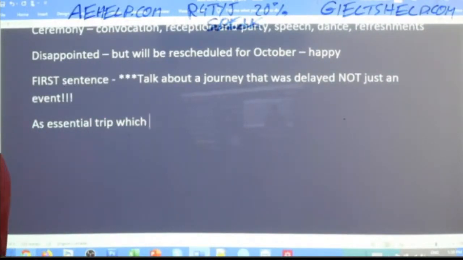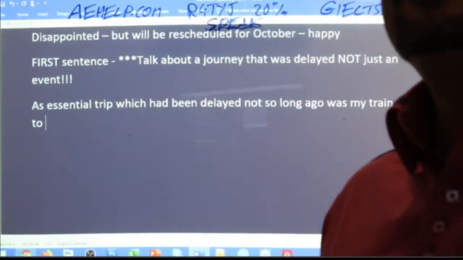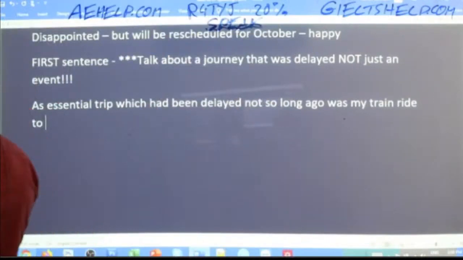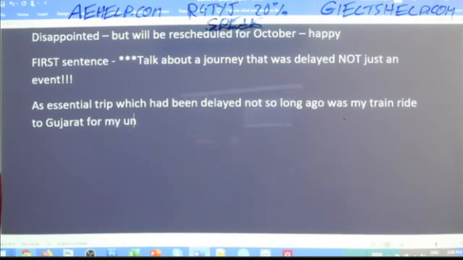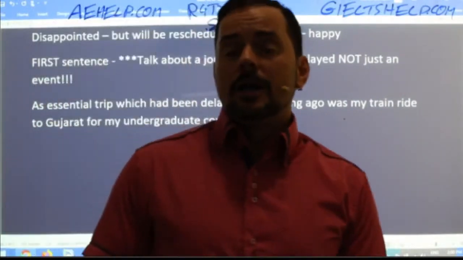So an essential trip which had been delayed not so long ago was my train ride, let's say, to Gujarat for my undergraduate convocation. Okay, good. All right, so a very valuable lesson there, students.